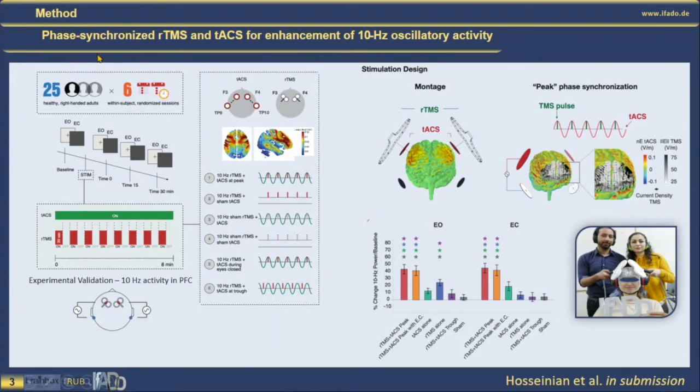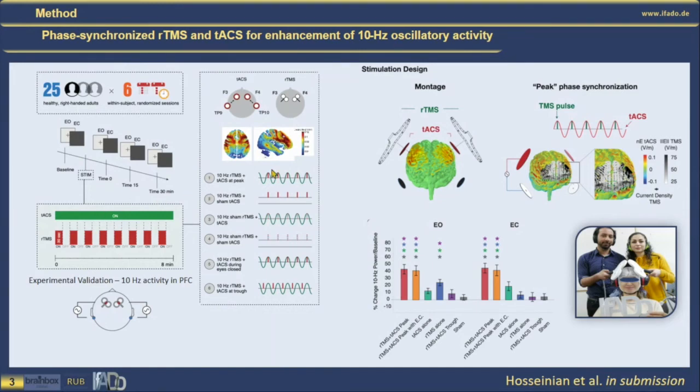For this study, we had 25 participants who took part in 6 randomized sessions, and we applied 8 minutes of rTMS plus tACS over the prefrontal cortex at F3 and F4 EEG positions. The stimulation block was continuous tACS with rTMS on and off, 30 seconds on and off, and we used alpha frequency at 10 Hertz, 70% AMT.